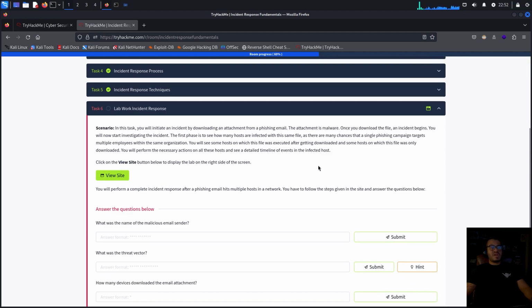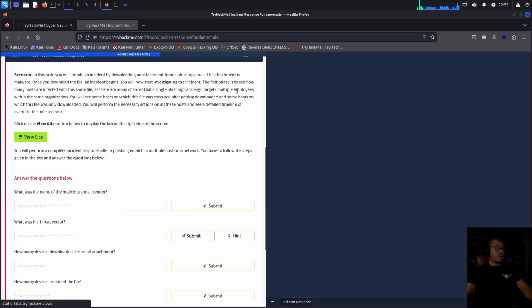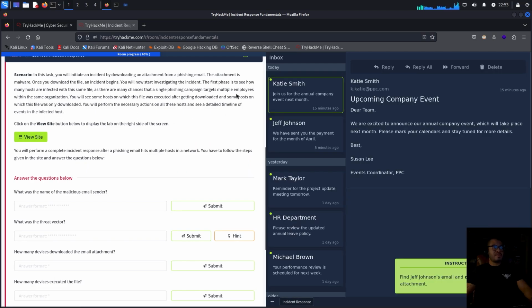Scenario. In this task, you will initialize an incident by downloading an attachment from a phishing email. The attachment is malware. Once you download the file, an incident begins. You will now start investigating the incident. The first phase is to see how many hosts are infected with this same file, as there are many chances that a single phishing campaign targets multiple employees within the same organization. You will see some hosts on which this file was executed after getting downloaded, and some hosts on which this file was only downloaded. You will perform the necessary actions on all these hosts to see a detailed timeline of events in the infected host.